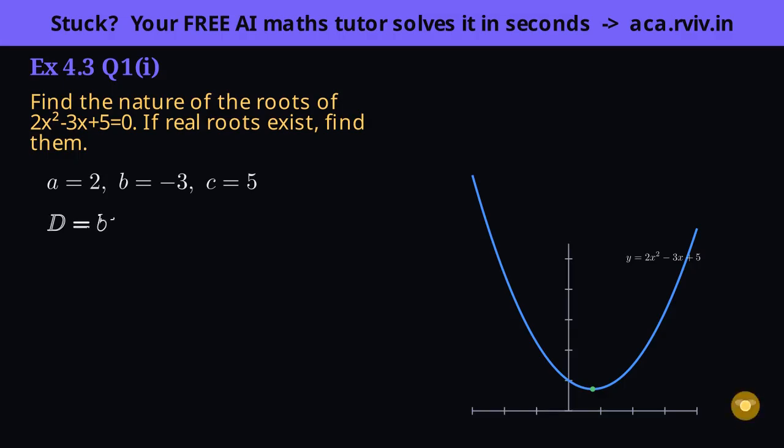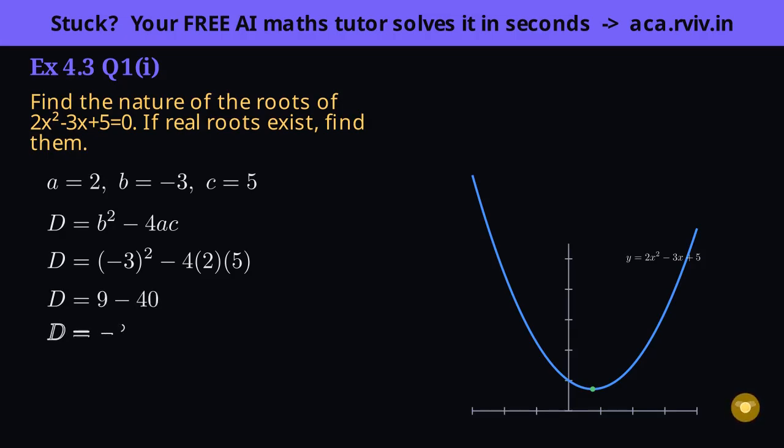Write the formula D equals b squared minus 4ac as our template. Substitute, keeping the bracket on b, it's minus 3 all squared. Compute each piece: minus 3 squared is 9, and 4 times 2 times 5 is 40. Simplify, 9 minus 40 is minus 31. The discriminant is negative, which means the formula would need the root of a negative, impossible in the reals, so no real roots exist. Picture the parabola floating clear above the axis.